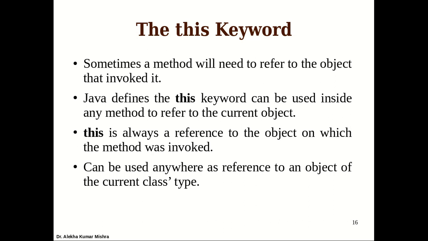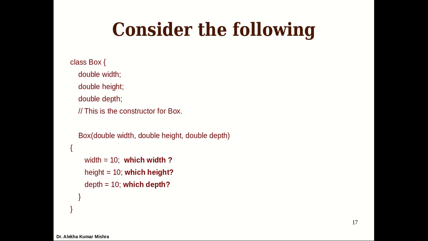This is always a reference to the object on which the method is invoked, and can be used anywhere as a reference to an object of the current class type. This is the scenario where we really need it. Sometimes we may pass parameters with the same name as the data fields. It is allowed, no problem.